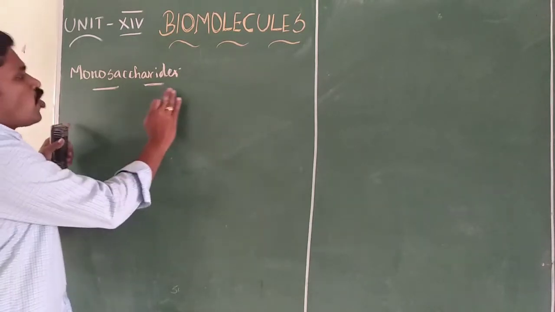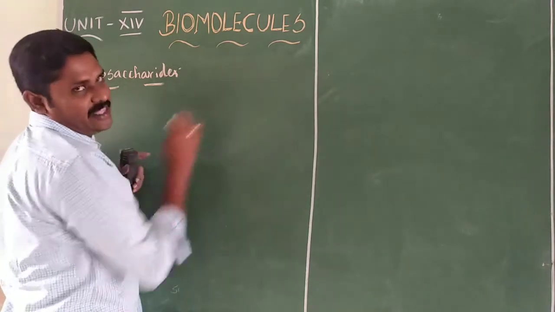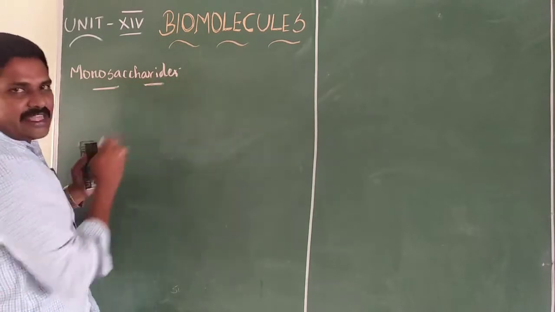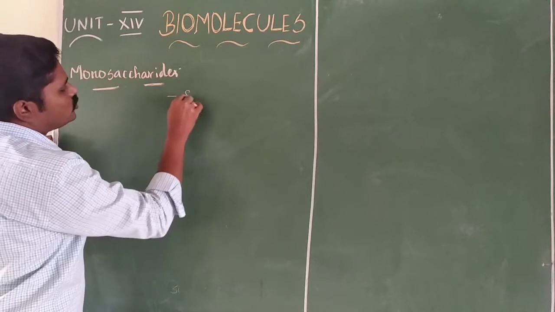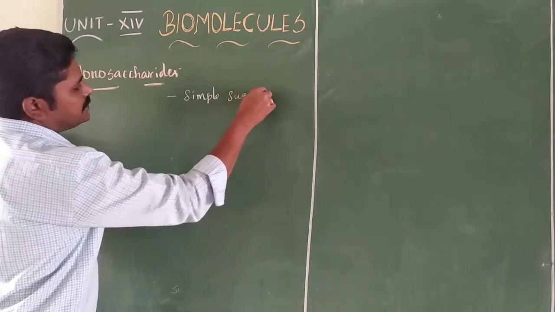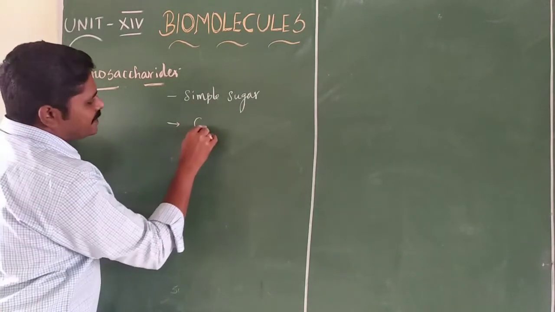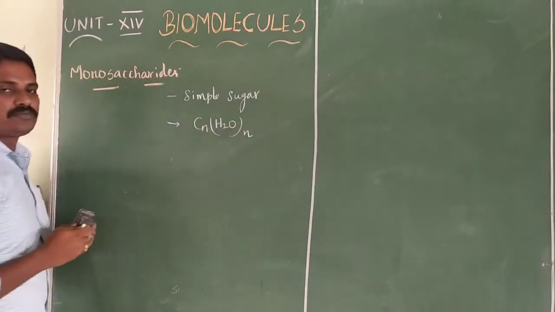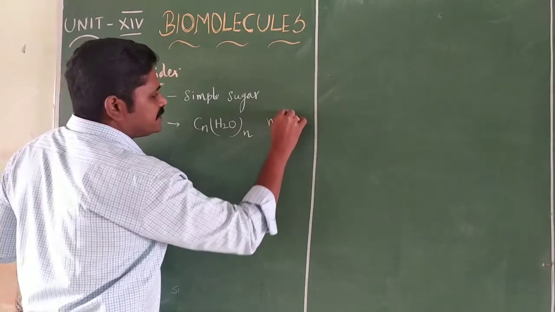Monosaccharides are carbohydrates that cannot be hydrolyzed further. So, the monosaccharides are also known as simple sugars. The general formula of monosaccharides is CnH2nOn. For example, glucose, in which n is equal to 6.